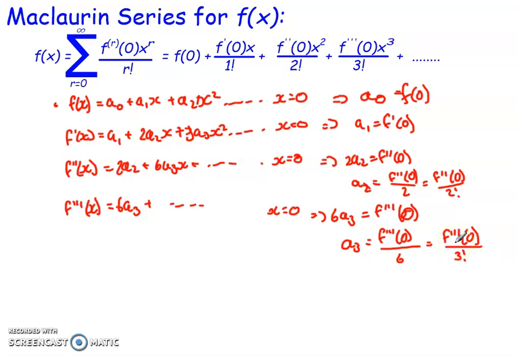Now I can continue this on and on and on. We're noticing a pattern here already. Second derivative over 2 factorial, third derivative over 3 factorial. We could continue this on and on and on, and we'd notice the pattern which is up here.